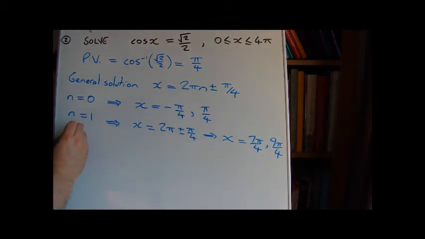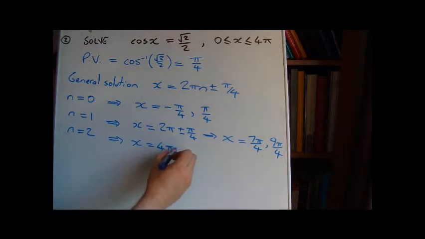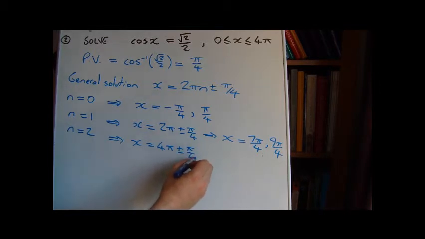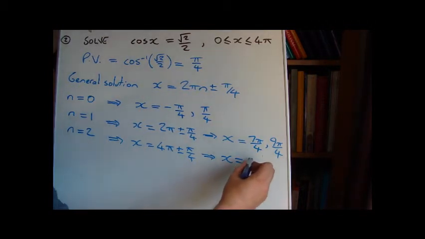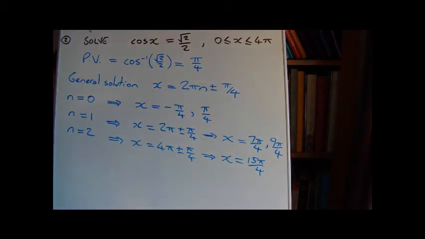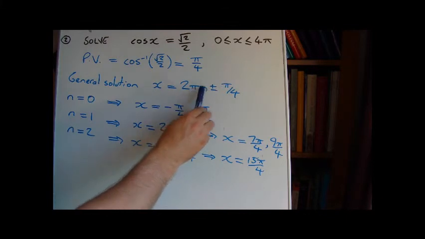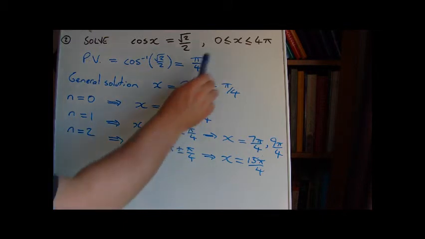They're within the interval. With n equals 2, that gives us x equals 4 pi plus or minus pi over 4. Now if we do 4 pi plus pi over 4, the answer we'll get will be outside the interval. It will be too big compared to that one. If we do 4 pi minus pi over 4, that's okay. That will give us a value within the interval, and it will be 15 pi over 4. If we do n equals 3, we'll be doing 6 pi plus or minus, so that's way too big. Likewise, any negative numbers will be smaller than 0.